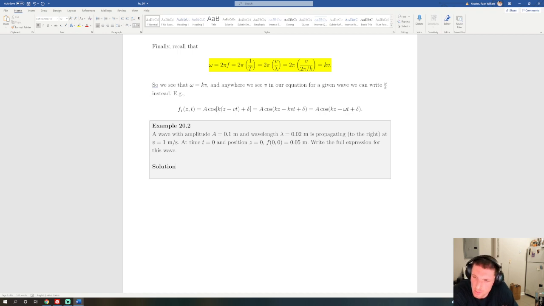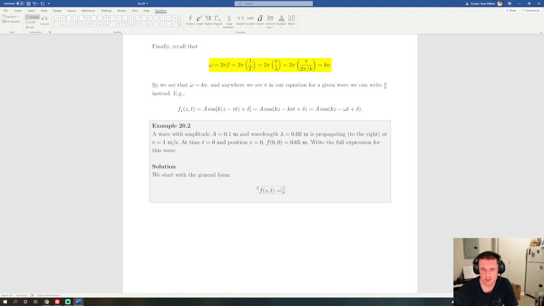Like if we know its amplitude, its wavelength, its speed of propagation, and we know what it is evaluated to at t equals 0 and z equals 0. Though we could do this for some other, non-zero time and non-zero position, but I wanted to keep this fairly simple. So we start with the general form, which we're going to now write as f of z and t equals A cosine(kz minus omega t plus delta), right?